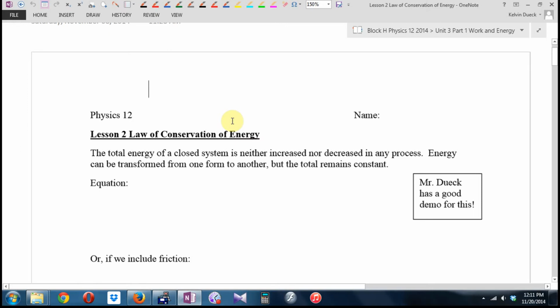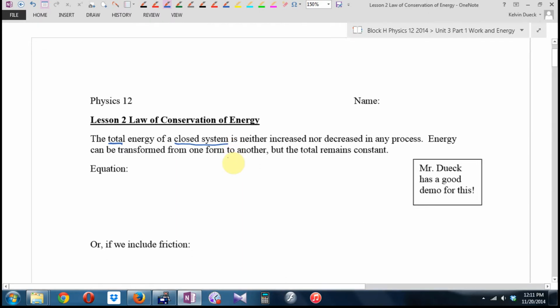The law of conservation of energy. It says this: the total energy of a closed system, so total means we're probably going to be adding some stuff up. A closed system means you have no outside energy source, is neither increased nor decreased by any process. Energy can be transformed from one form to another, but the total remains constant.